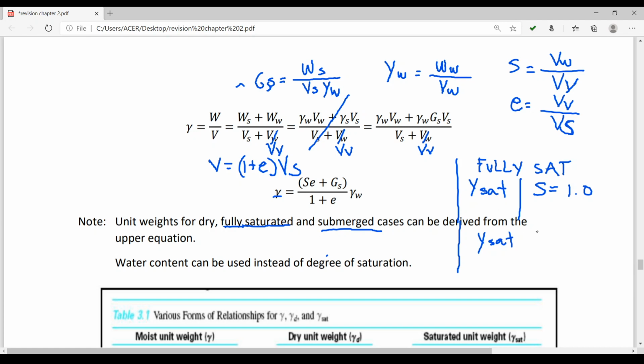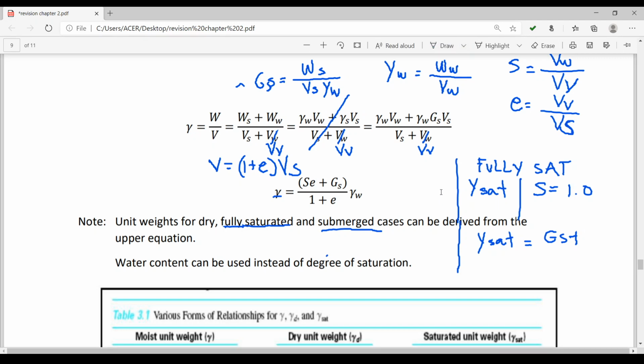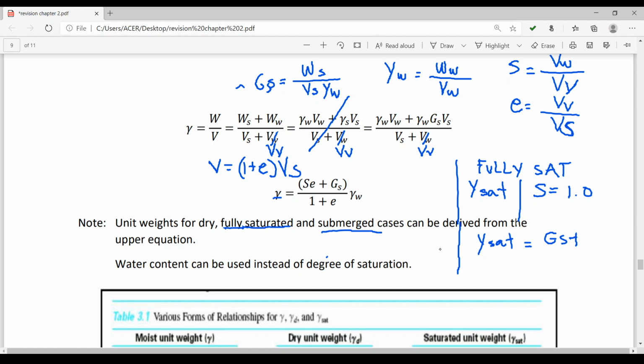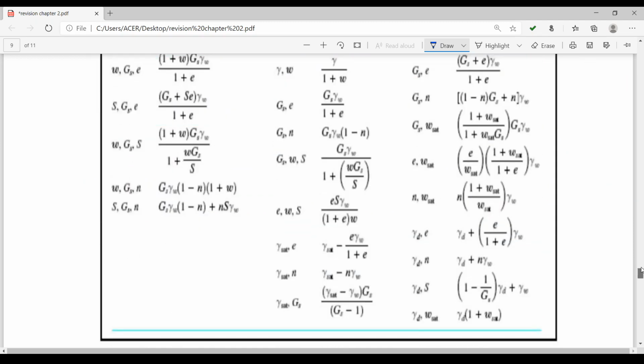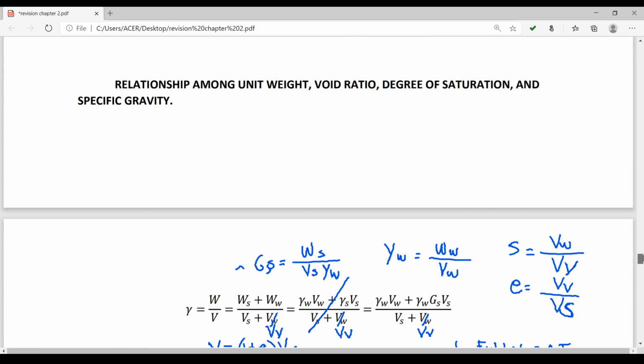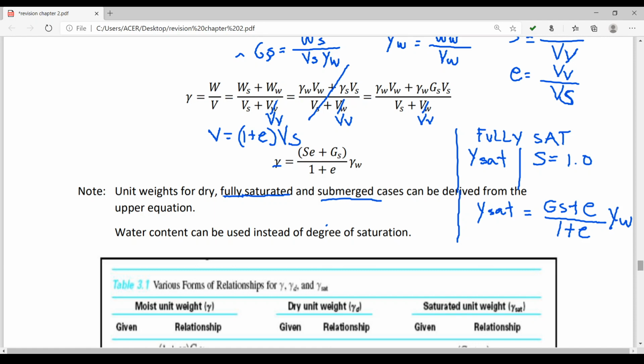Then we will have your equation as Gs plus e, since S is 1. Previously this was Gs plus Se, from the equation we derived: Gs plus Se all over 1 plus e. Don't forget the unit weight of water.